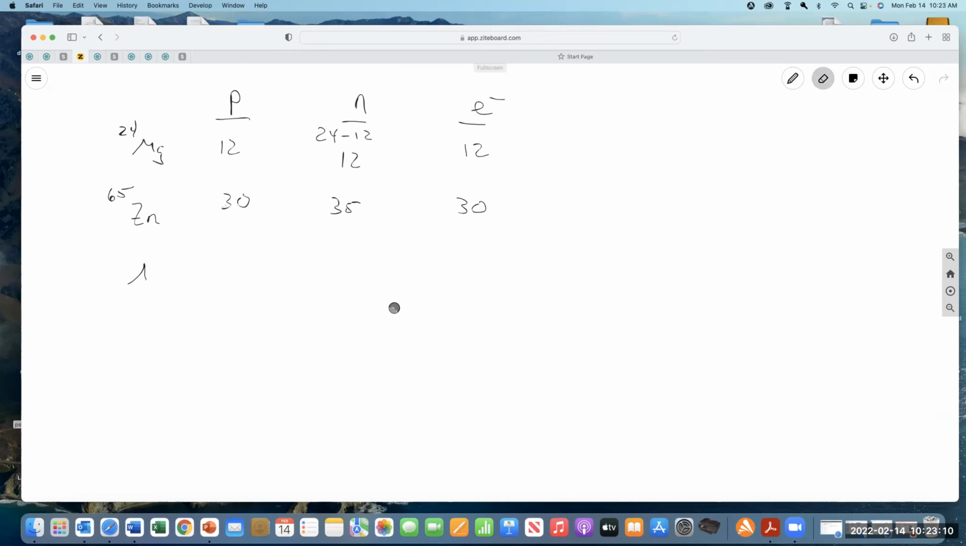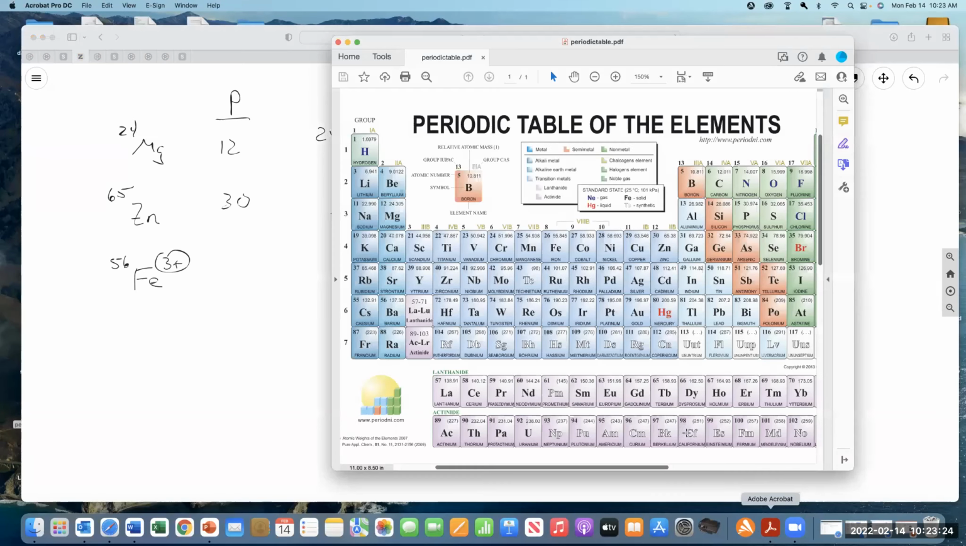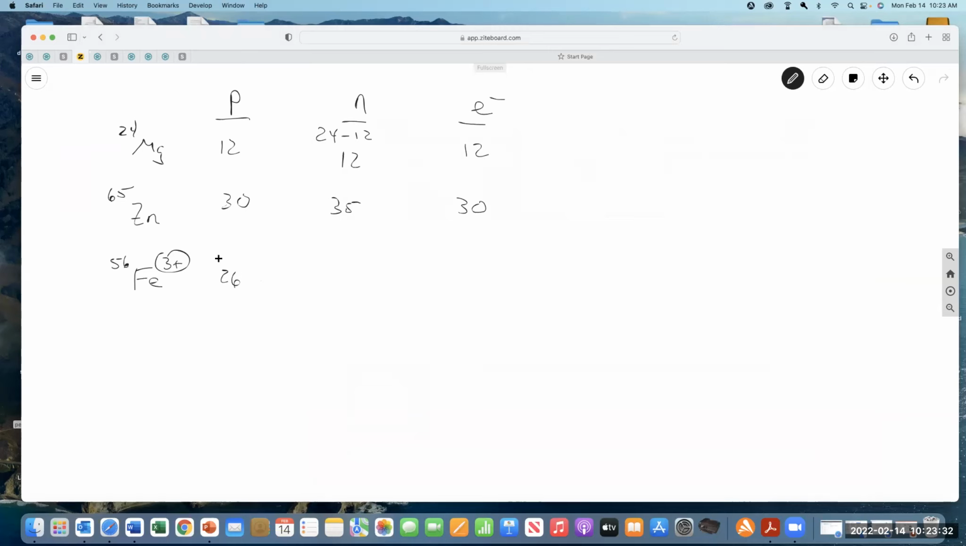All right, let's do this one. Let's do Fe 56 with 3 positive charges. So this is iron. Iron is right here. How many protons does iron have? 26. How many neutrons would this have? 30, very good. 56 minus 26 is 30.